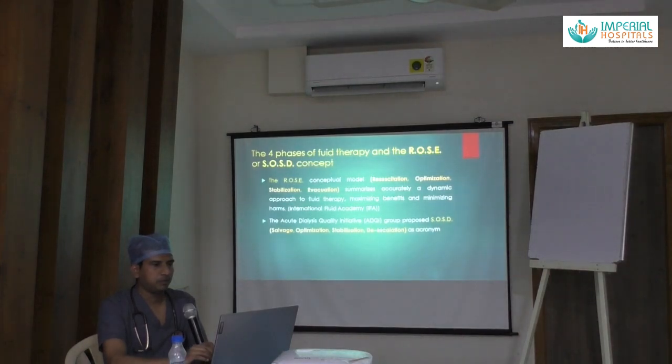The International Fluid Academy suggested an acronym for the management of fluid therapy, the ROSE concept, which stands for resuscitation, optimization, stabilization and evacuation, which accurately summarizes the dynamic approach of fluid therapy, maximizing benefits and minimizing harms. A similar acronym was given by the Acute Dialysis Quality Initiative: salvage, optimization, stabilization and de-escalation. The terms and mnemonics are different, but both are almost the same. ROSE and SOSD are both the same.